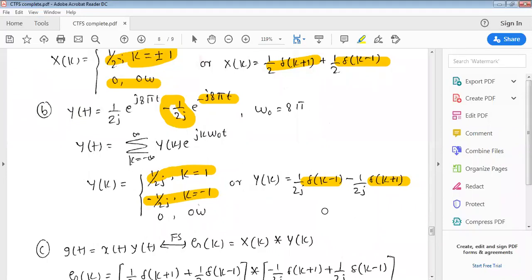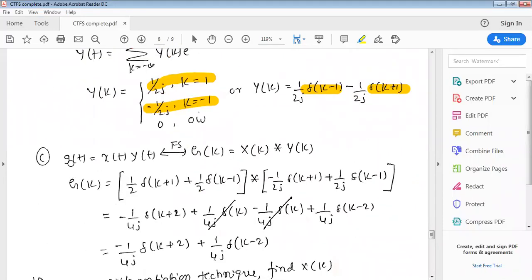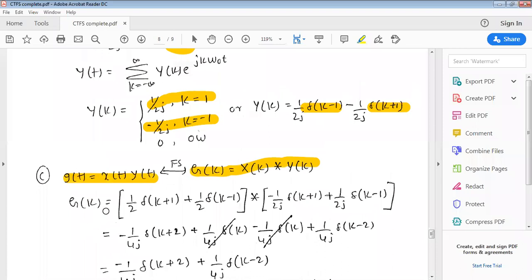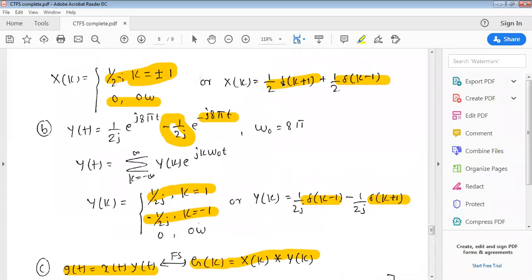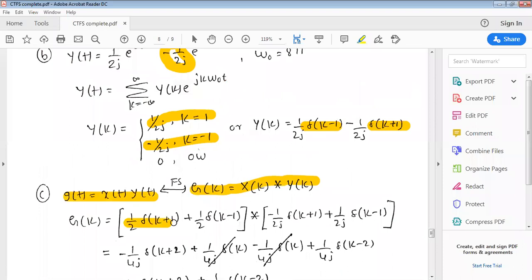Yes, sir. Now what I will do, you are asked for g of t is equal to x of t into y of t. Multiplication in the time domain will become convolution in the frequency domain, as you already know in the modulation theorem. Multiplication translates to convolution and convolution translates to multiplication. How to obtain this one? G of k, let us convolve x of k with y of k. What is your x of k? X of k is 1 by 2 into delta of k plus 1 plus 1 by 2 into delta of k minus 1. This I have written as x of k.